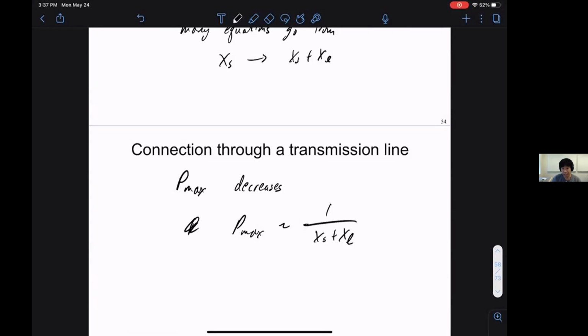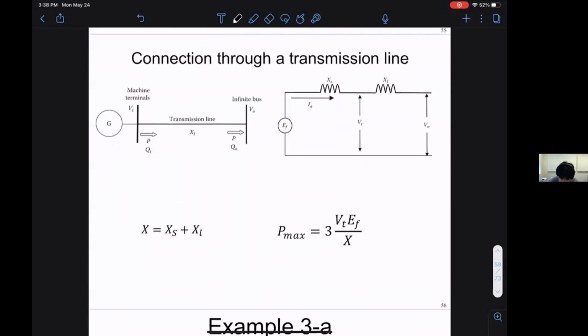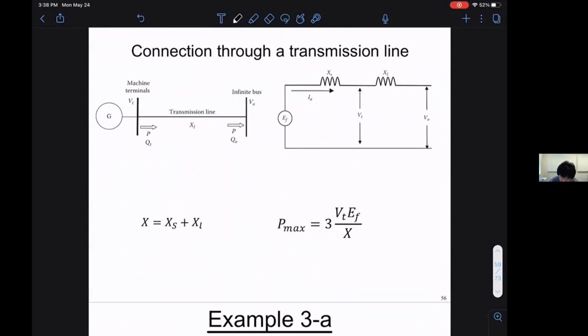Even though there's no loss on the line, even though it's just an inductor, from a circuit perspective, this limits the maximum power and the operating point that you can operate at. But then the equations, there's not much to say about them. Once you define X, the equivalent reactance, as XS plus XL, everywhere you see XS, you just substitute this in.